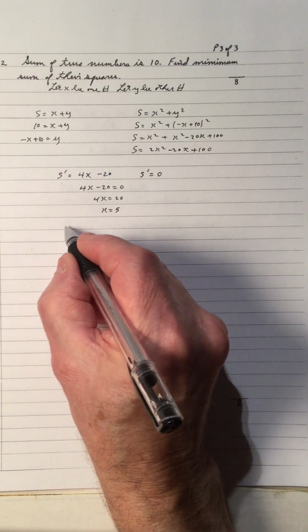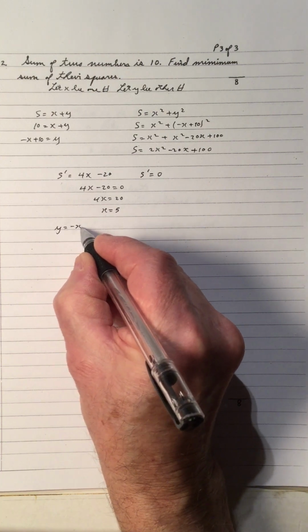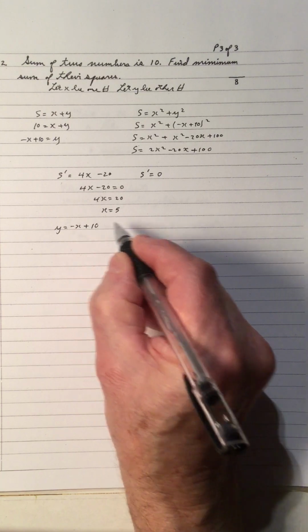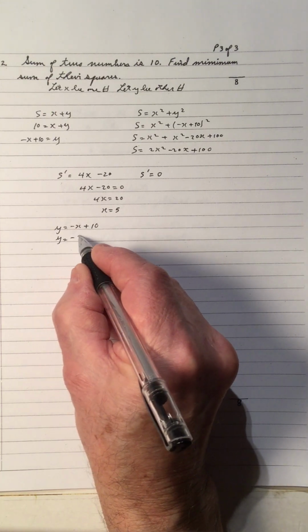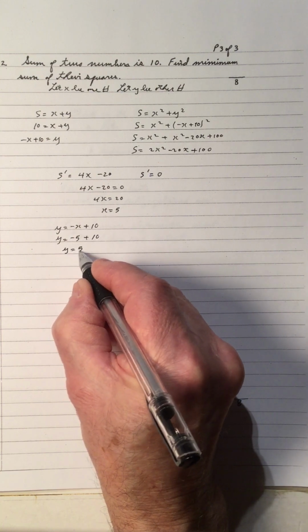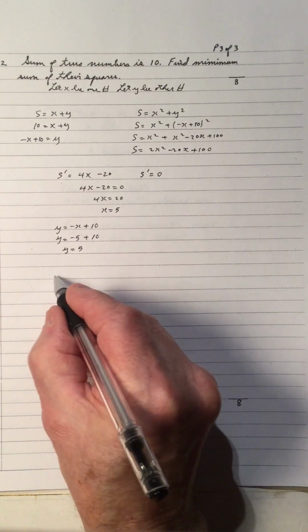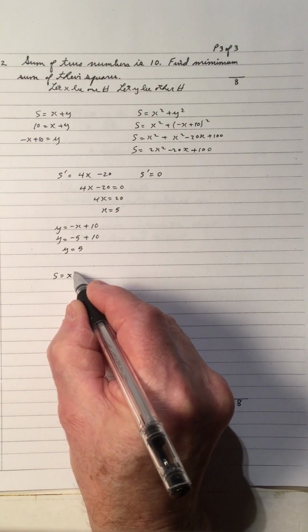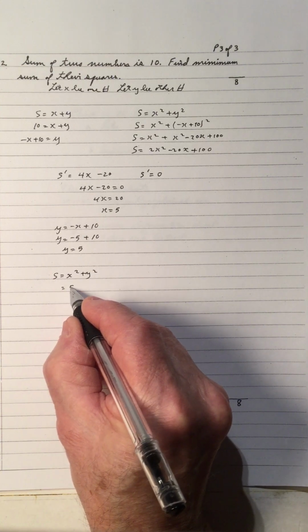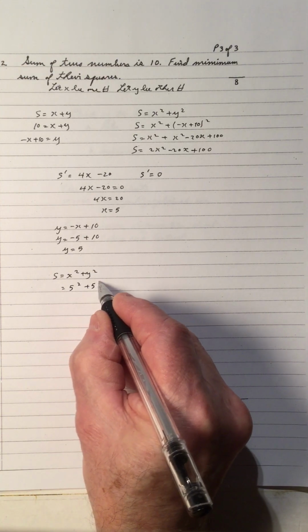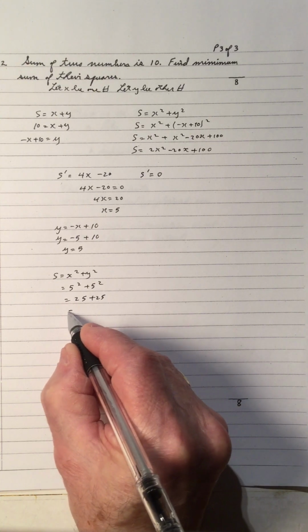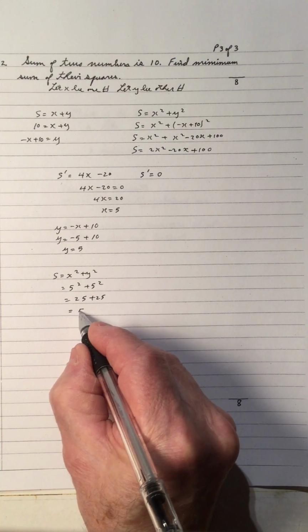So we want to get the y value. y is equal to negative x plus 10. So y is equal to negative 5 plus 10. So y is equal to 5. So the sum of the squares is x squared plus y squared. So x is 5 being squared, y is 5 being squared, 25 plus 25. So the minimum sum is 50.